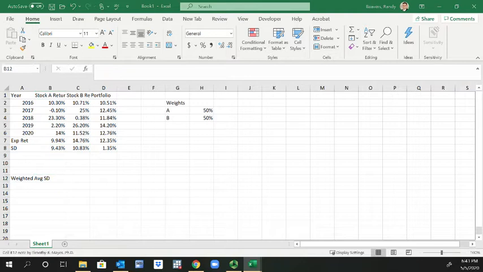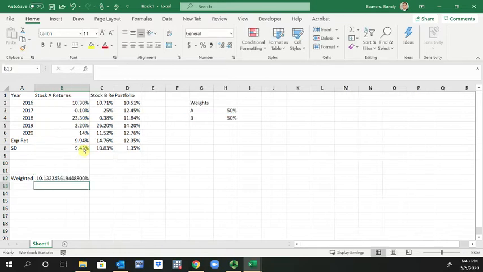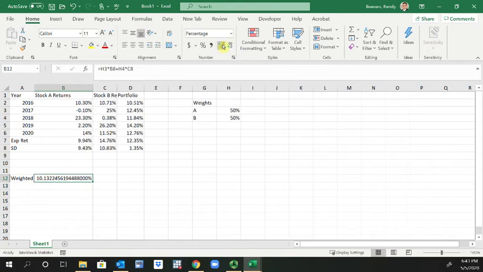The other thing to note is that the weighted average standard deviation, this is equal to that 50% multiplied by the A standard deviation plus the B weight times its standard deviation, and it's still much higher than the standard deviation of the portfolio.